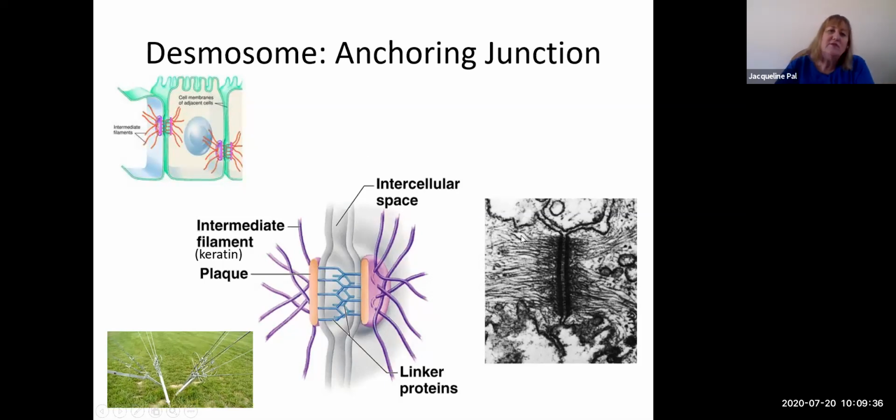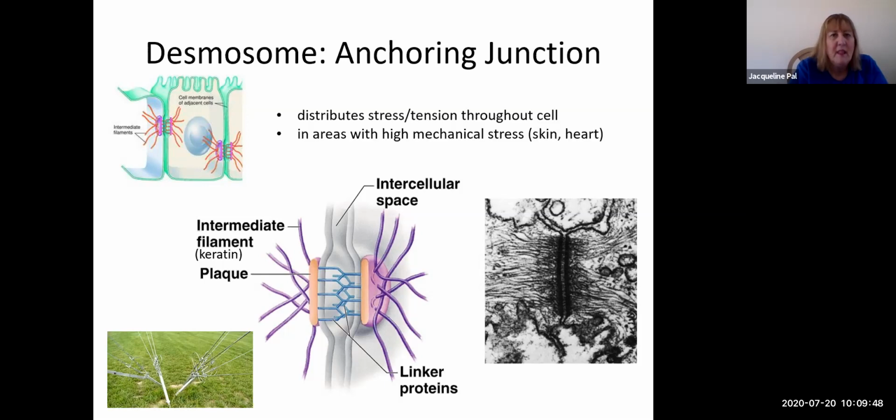So what type of microscope picture is this? Hopefully by now, we've done this half a dozen times, you would recognize what type of picture that is. All right, so in places where we have a lot of mechanical stress, like in our heart or in our skin, we want adjacent cells to stay attached to each other. We're going to have a lot of desmosomes.